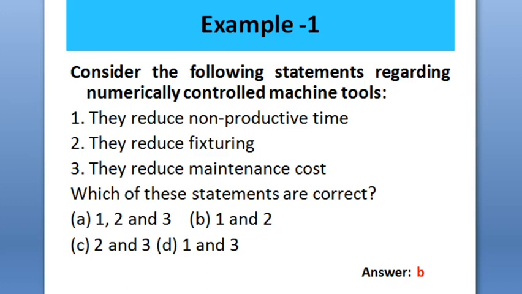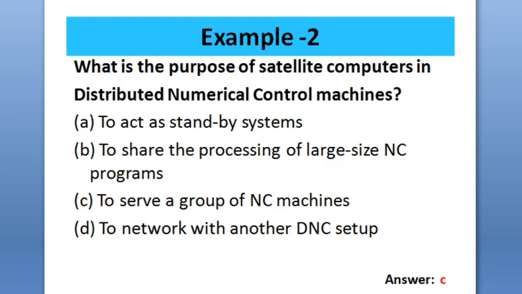Answer is B. Statements 1 and 2 are correct. Now example problem 2. What is the purpose of satellite computers in a distributed numerical control machine? DNC has 2 setups: direct numerical control and distributed numerical control. In distributed numerical control, what is the purpose of using a satellite computer?